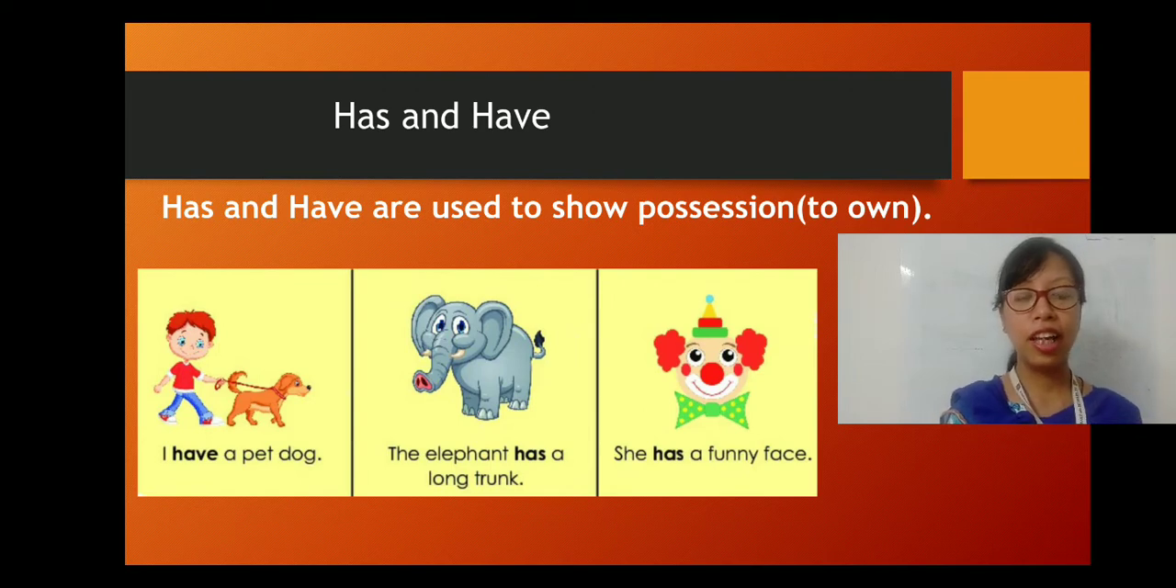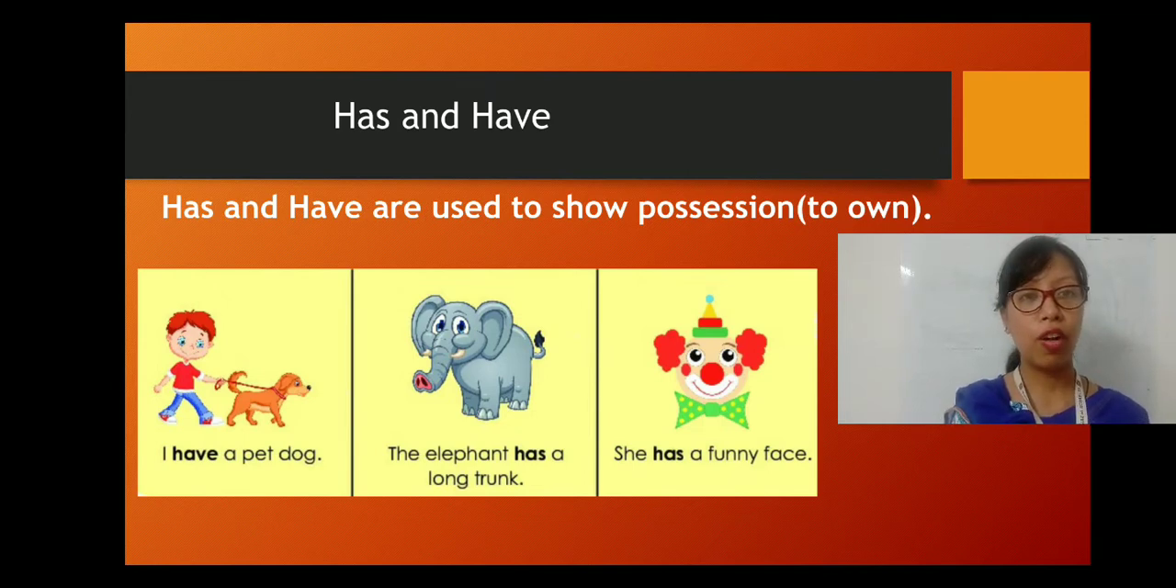Now as you can see on the screen, these are some of the examples from your book. I have a pet dog. The elephant has a long trunk. She has a funny face. Now, I have a pet dog. The boy owns the pet dog, right? Therefore the sentence is I have a pet dog.